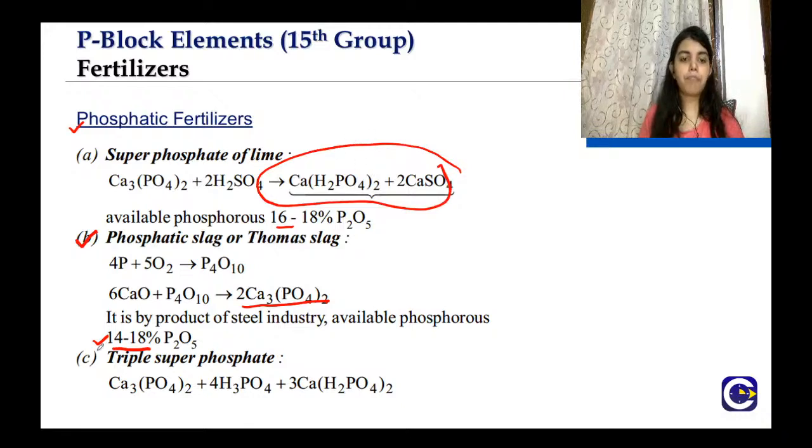Next is the triple superphosphate, which is obtained by reaction of calcium phosphate with phosphoric acid, giving Ca(H2PO4)2. The mixture of these three is known as the triple superphosphate.